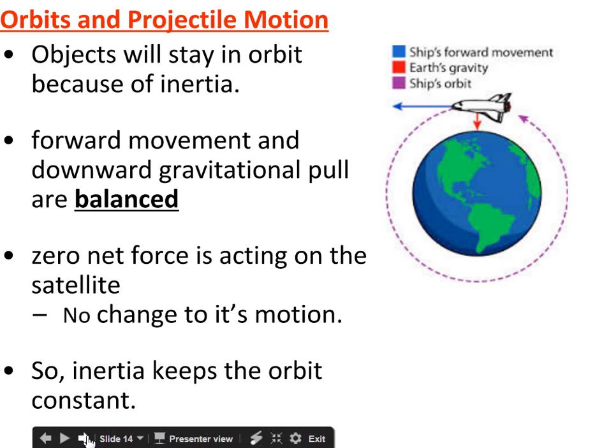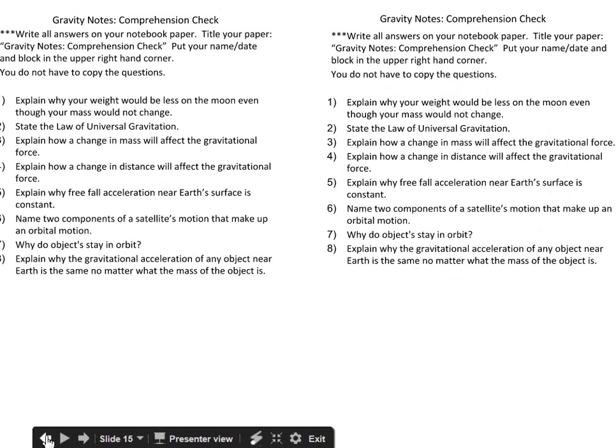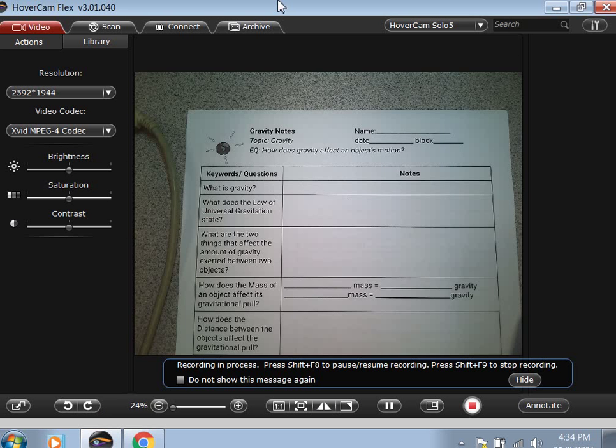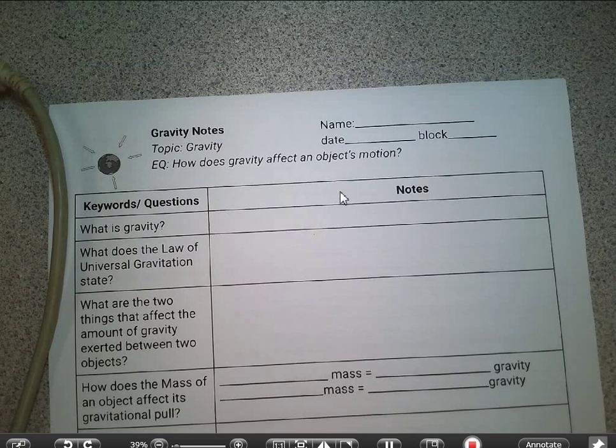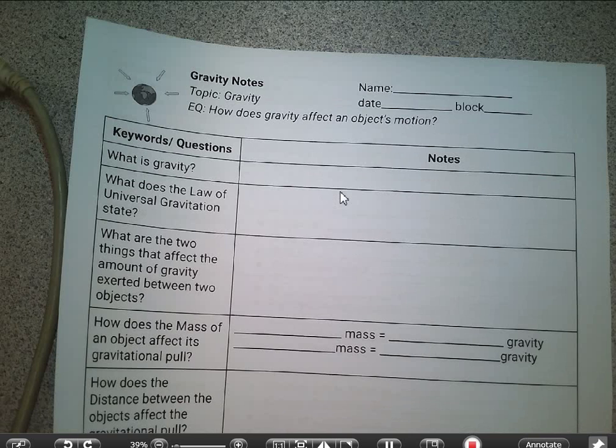So that brings us to the end of our notes, and I will give you a comprehension check that looks like that. But before we do the comprehension check, let's go back to our lab report. Not our lab report, our Cornell notes on gravity, okay? And let's look at the back page. Yours is front and back.